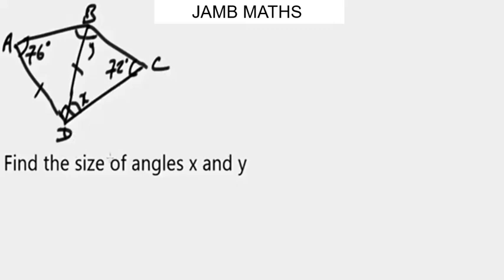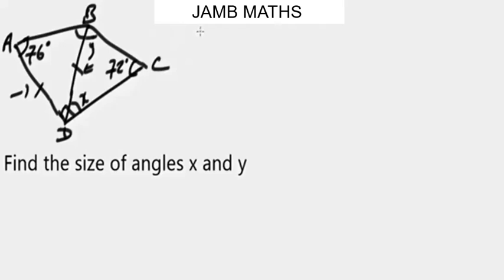Now it says find the size of angles x and y. The first thing you have to establish, looking at this shape, once you see these dashes in these two places, just know that these two lines have the same length, so this is an isosceles triangle. These two dashes we have here, this one and this one, indicate that the sides have the same length. Since the sides have the same length, that means this is an isosceles triangle. That's the first fact we need to establish for this question.